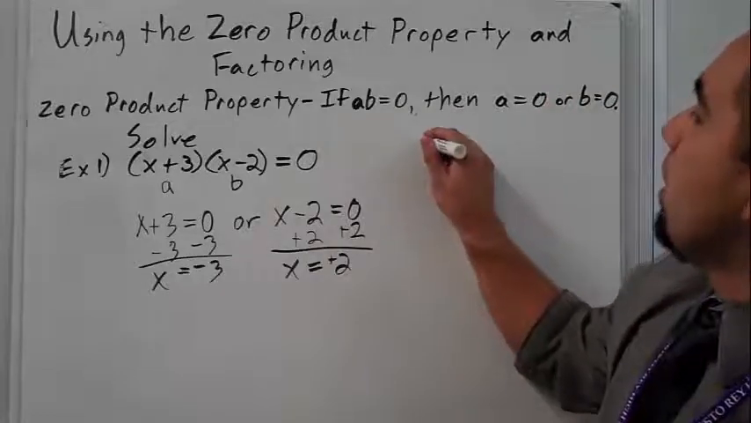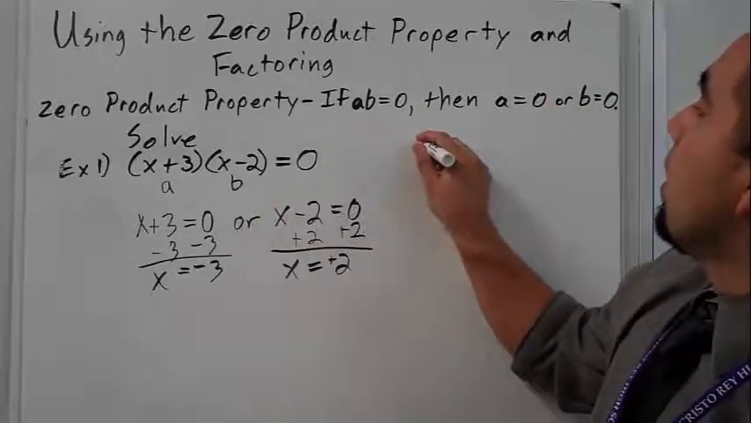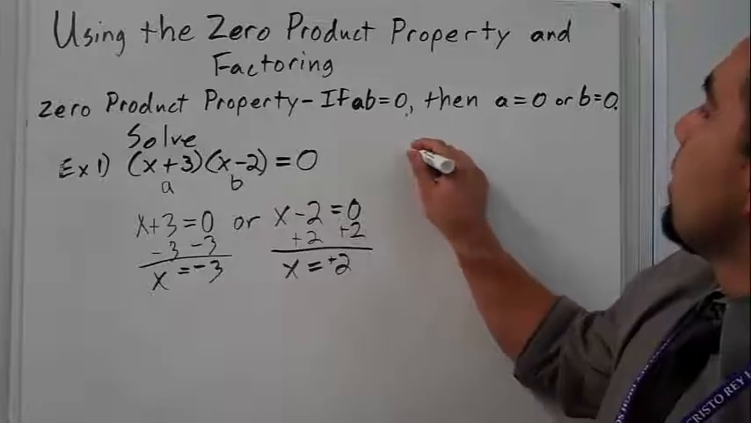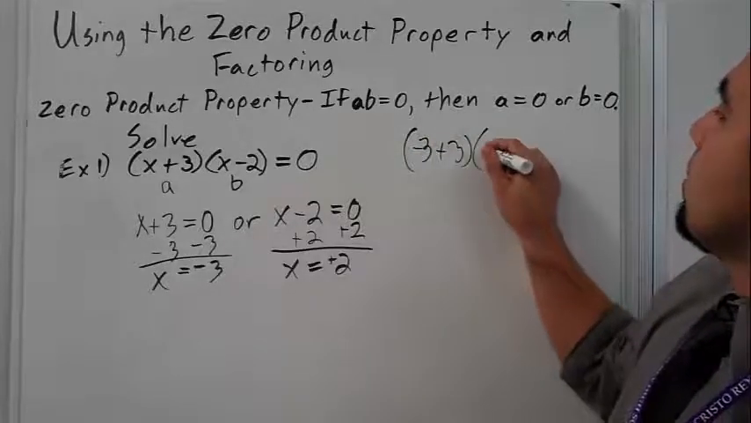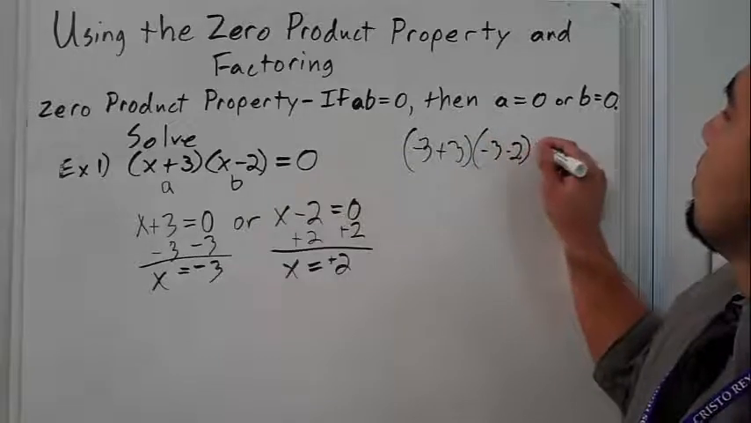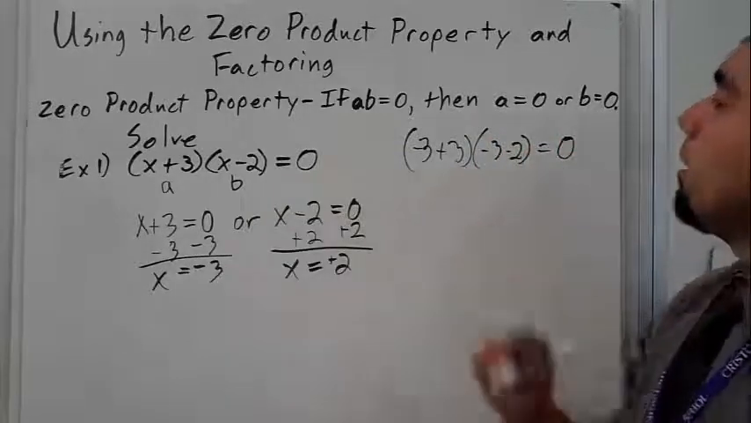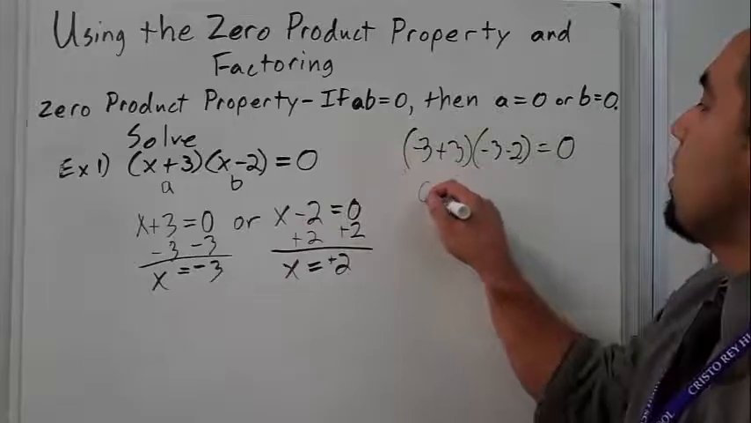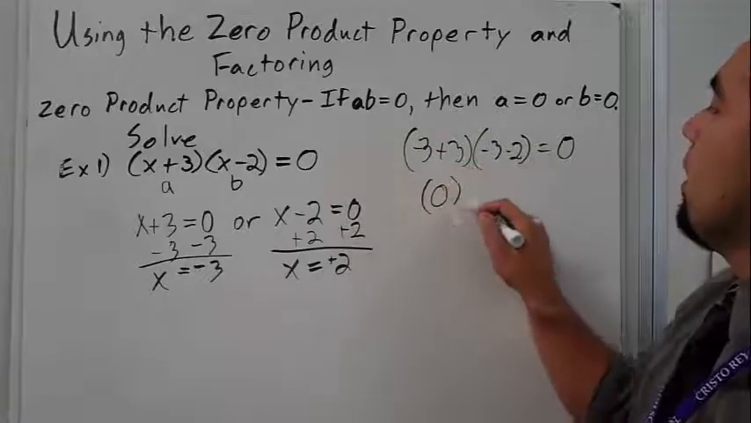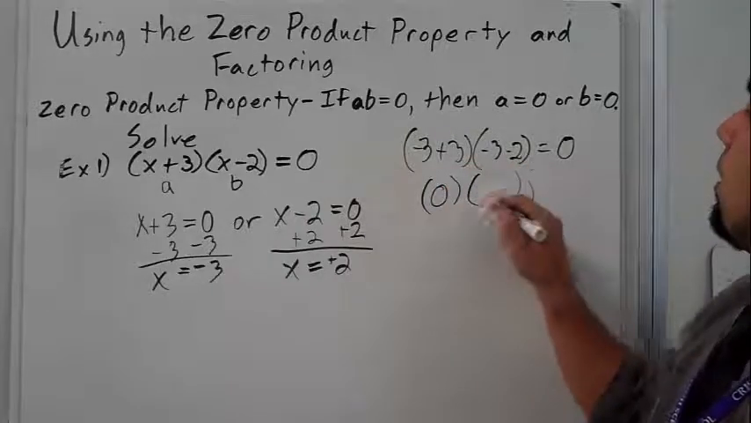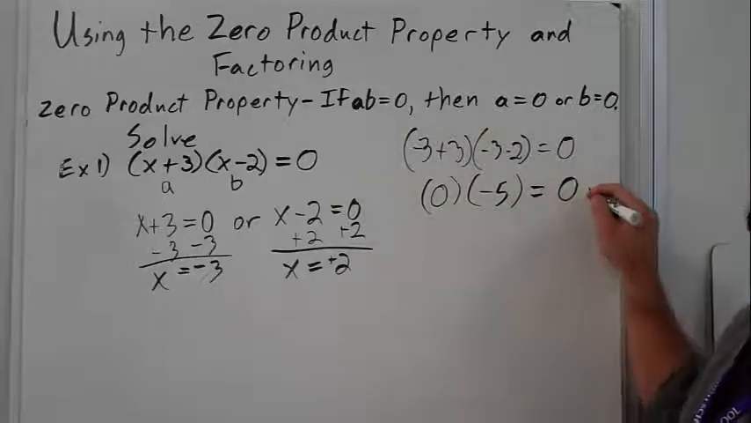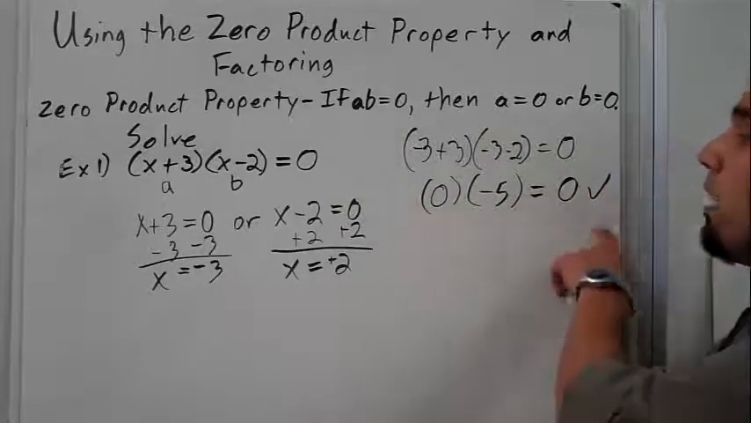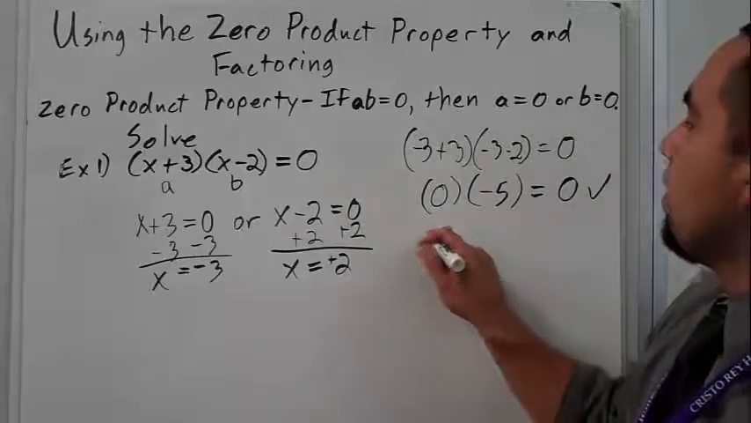If I plug it in, I get negative 3 plus 3 times negative 3 minus 2 equals 0. Well, negative 3 plus 3, that's my 0. And again, I'm multiplying it times negative 5, but 0 times any number is just 0. So that one checks out. Let's check out the positive 2.